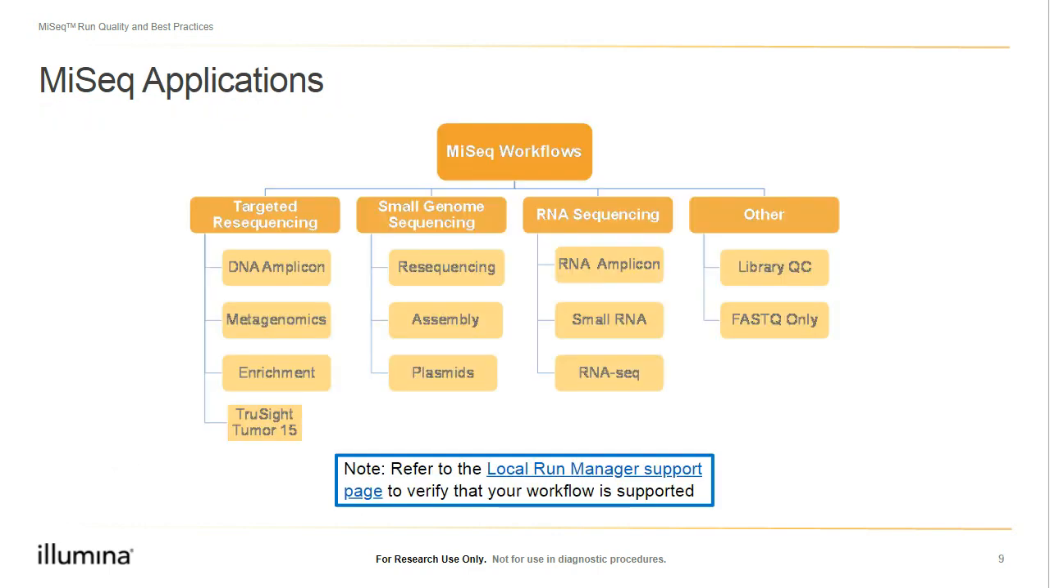Next, we wanted to quickly show the most common MiSeq applications, which will include targeted resequencing, small genome sequencing, RNA sequencing, and some other applications such as library QC or FastQ generation only. Of course, this is not an exhaustive list of all applications which customers use the MiSeq instrument for, but instead is more specifically a list of applications which we have supported workflows for at Illumina.